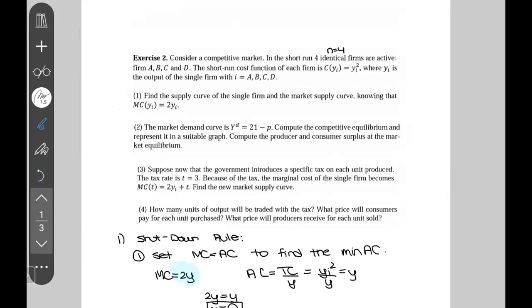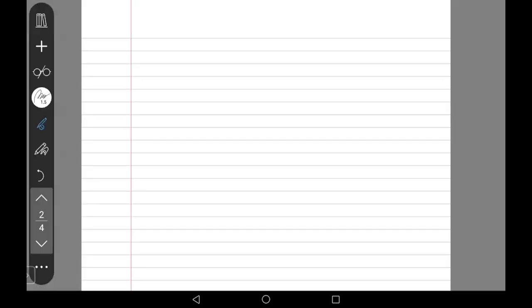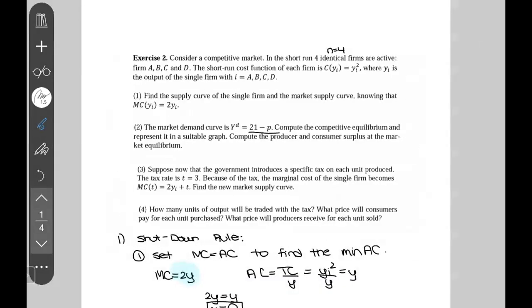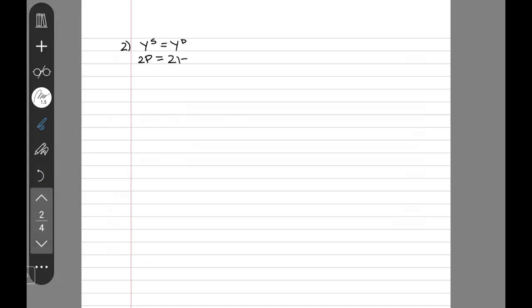So now we want to find the competitive equilibrium. So we're talking about the market. So we just need the market demand and the market supply. They gave us the market demand, and we already had the market supply from before. So we can just make them equal to each other. So we found 2p for supply, and demand, they have to give that to you. So that's 21 minus p. And then we end up getting 3p equals 21, so p equals 7.